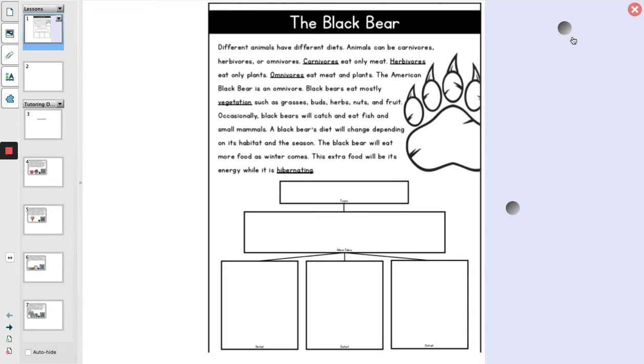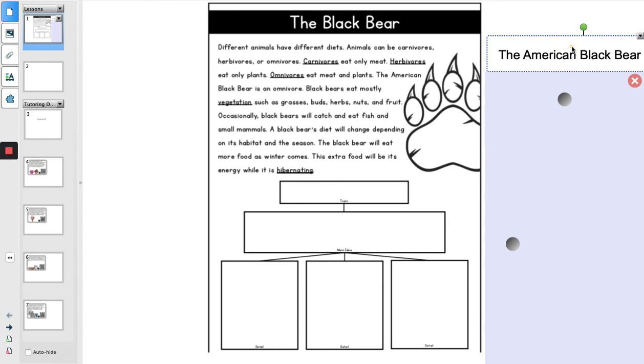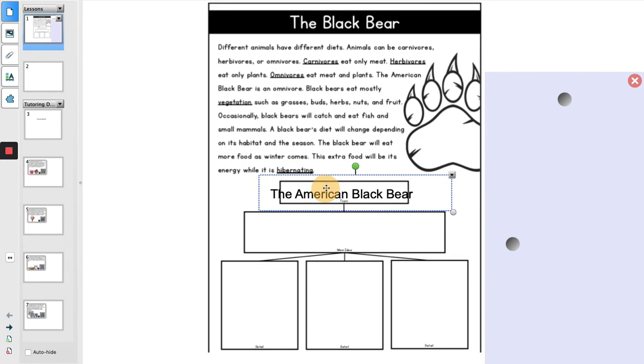So, the first part that I have to think about is the topic. And so, I've already typed some of them out. And so our topic is the American black bear. That is what this article is mostly talking about. It's talking about the black bear. And a lot of times the topic will be at the top of your article. So use that to help you figure out what your topic is.